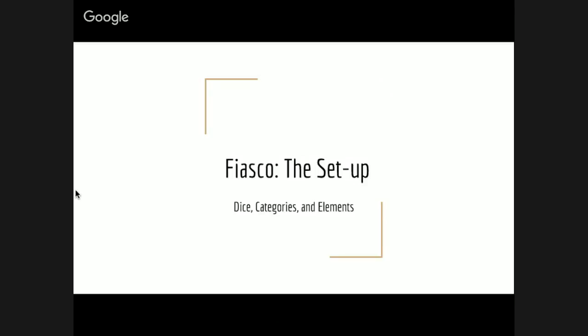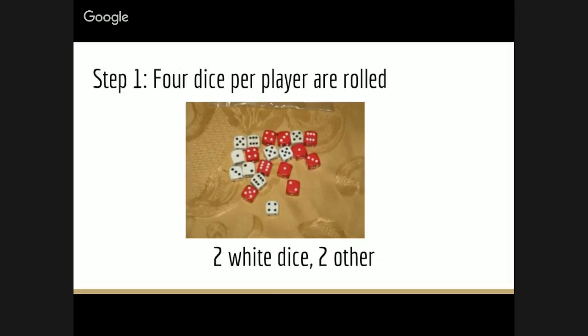Distinct setups and phases with this. Setup is really part of Act 1, and then we have a tilt, Act 2, and then we have an aftermath and a montage for Act 3. But today we're going to talk about Fiasco, the setup, using dice, your game sheet categories, and given elements.